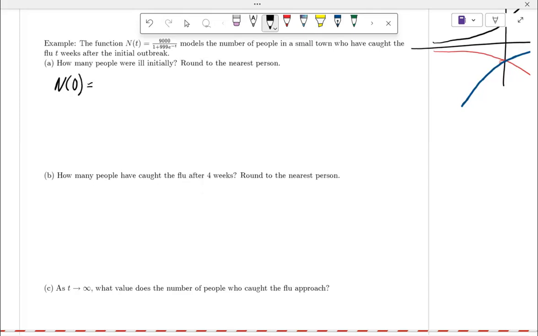So I'll have 9,000 over 1 plus 999 e to the negative 0. Well, negative 0 is the same thing as 0. Anything to the 0 power is 1, right? So you'll get 9,000 over 1 plus 999. Well, 1 plus 999 is 1,000. So you'll get 9.